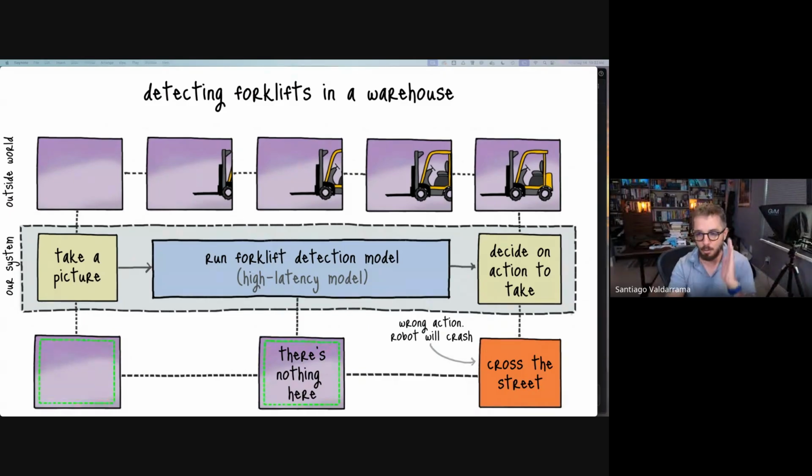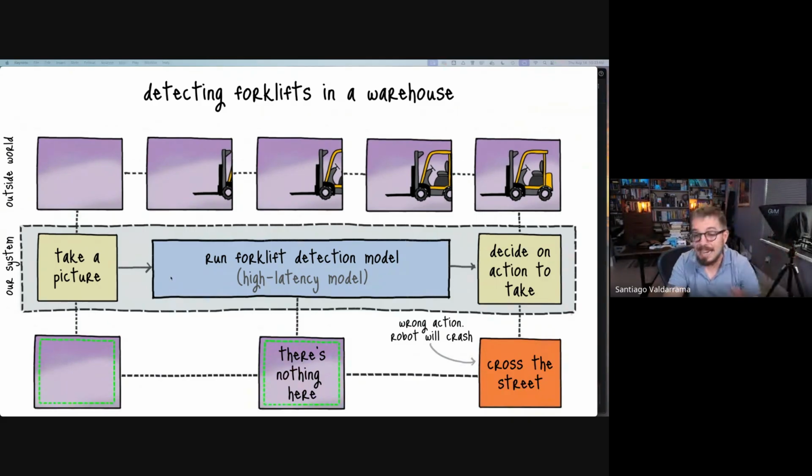So you can imagine that our robot gets to a corner or a crossing and it takes a picture, right? So it takes the pictures that it has to process. It's not a picture, it's a video, but just imagine it's a picture. So it takes a picture and there is nothing in that picture. At that point in time, there is no forklift coming. And then we send that picture or that set of pictures to a model, the forklift detection model, okay?